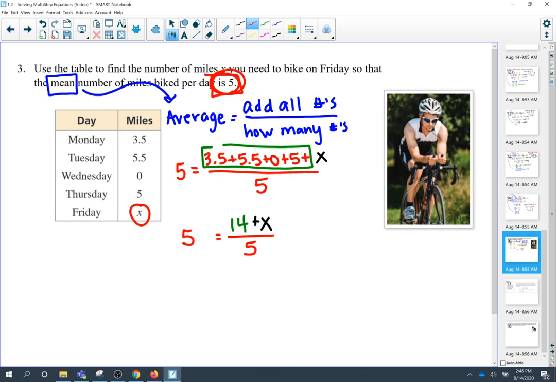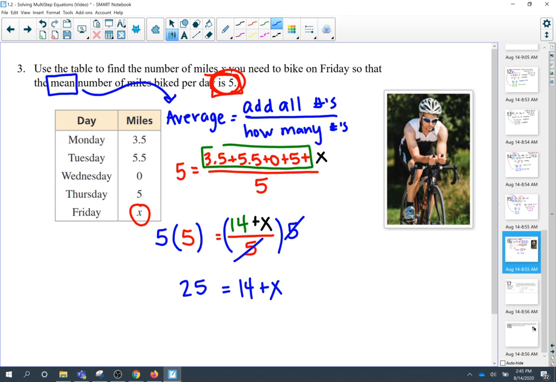Well, then I really need the x by itself. I don't like this divided by 5. The opposite of division is multiplication. So I'm going to multiply by 5. Over here, 5 divided by 5 simplifies to 1, which means I am just left with my numerator of 14 plus x. Over here, 5 times 5 is 25.